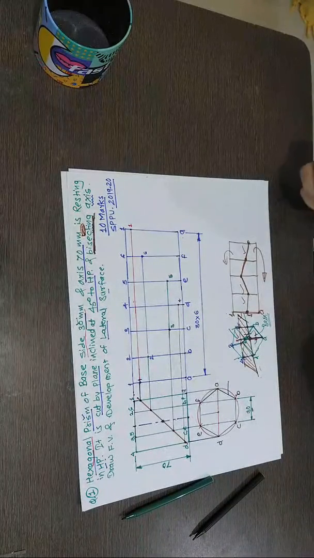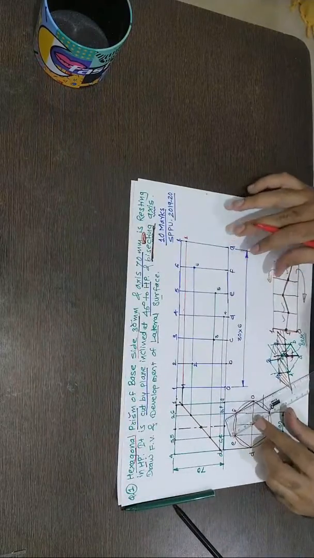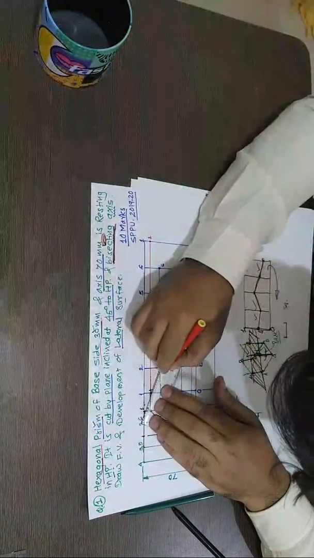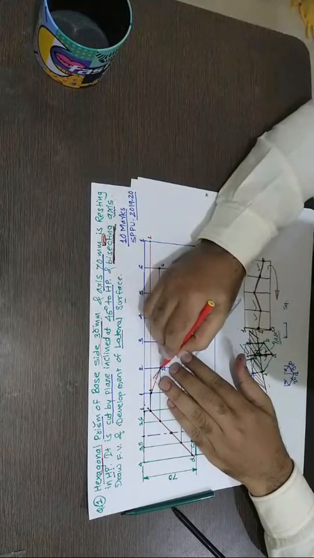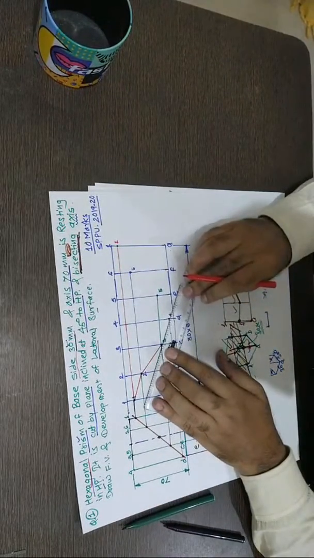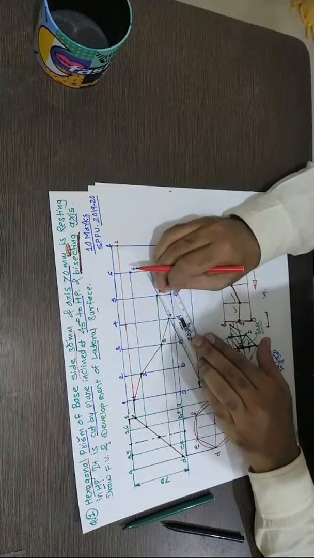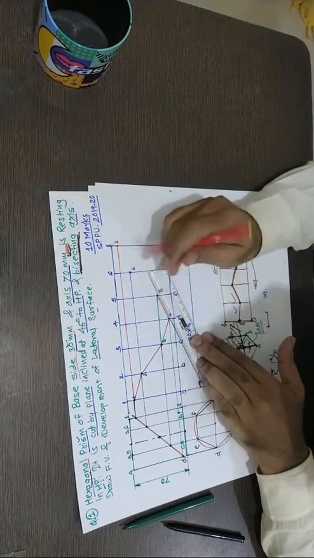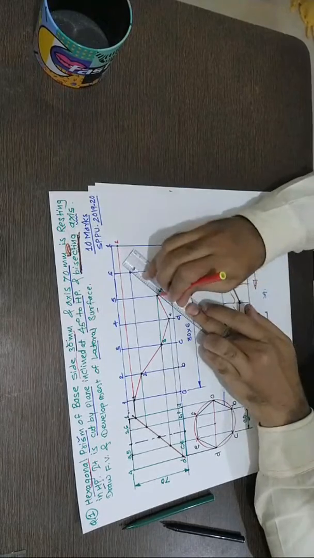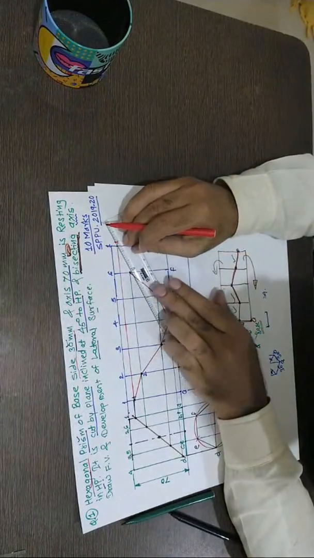Just join all those with straight lines, as it is a prism, edges, the straight line. I'll use red now. 1 to 2, 2, 3, 3, 4, 4, 5. Join by a straight line. Last one.